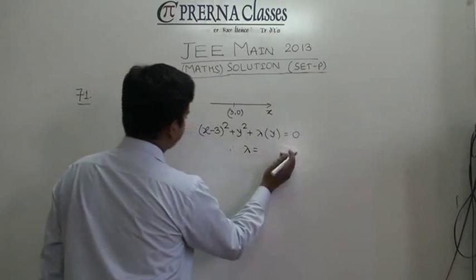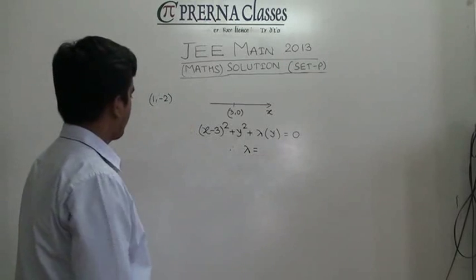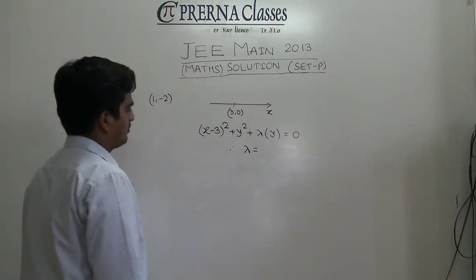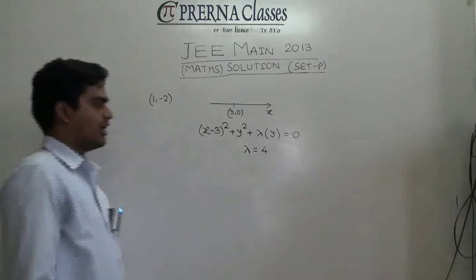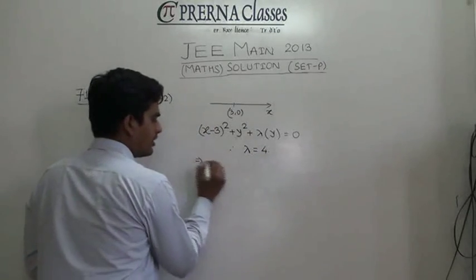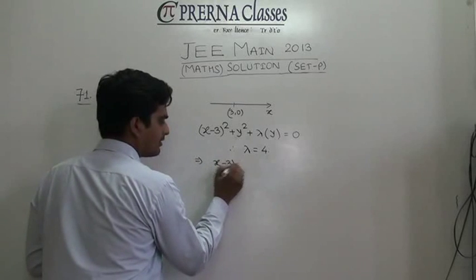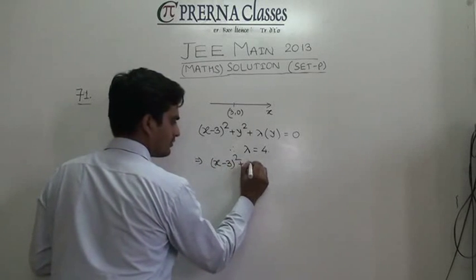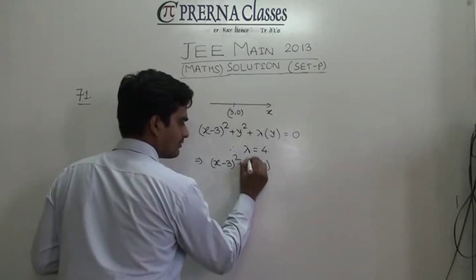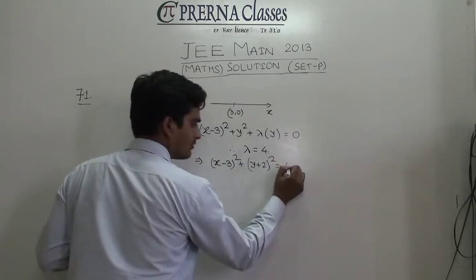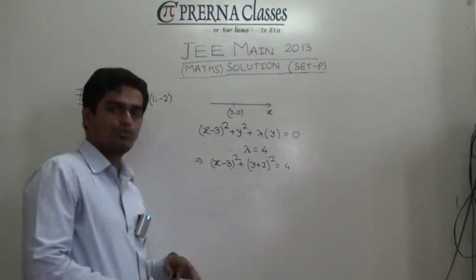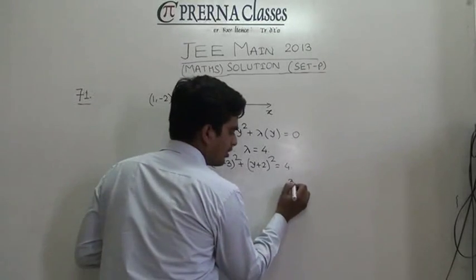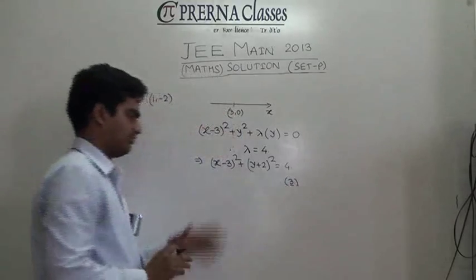Lambda becomes 4. If lambda is 4, we know the equation of that circle. This is the required circle. You can clearly check that among those four options, only the third option satisfies that relation.